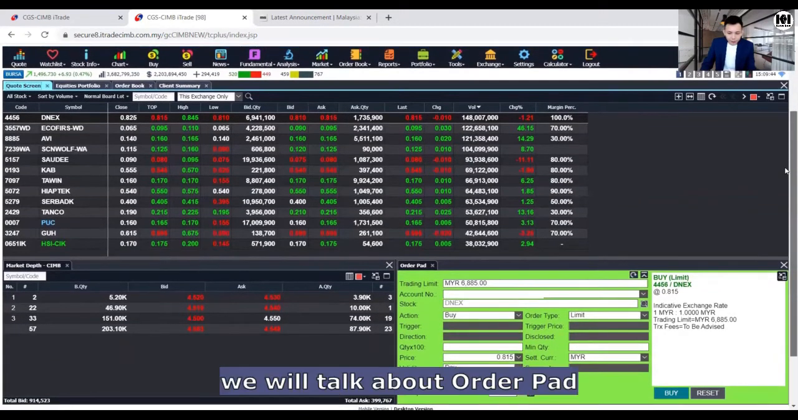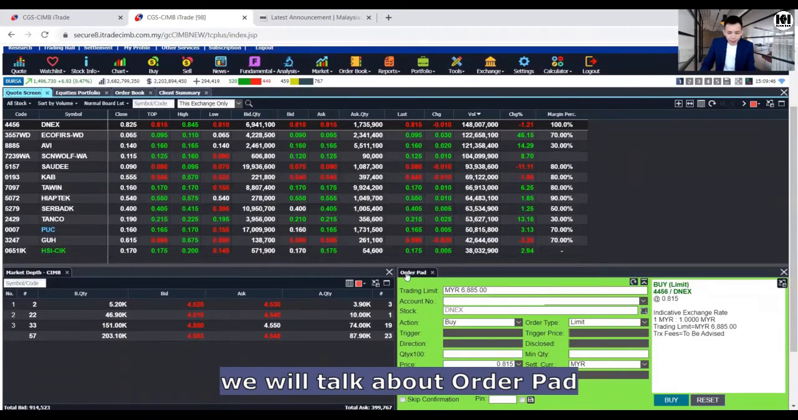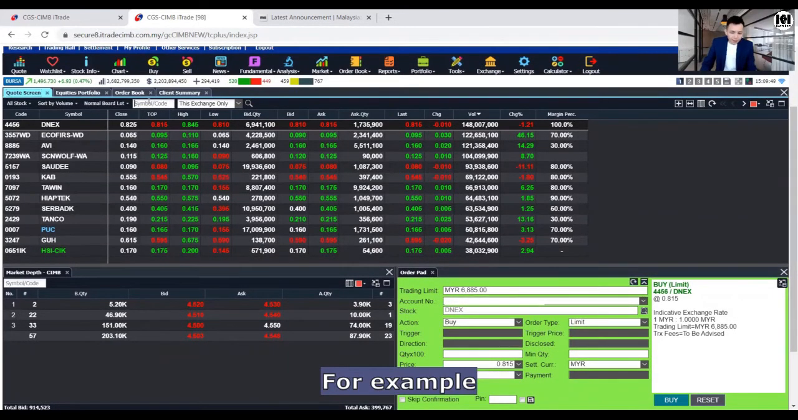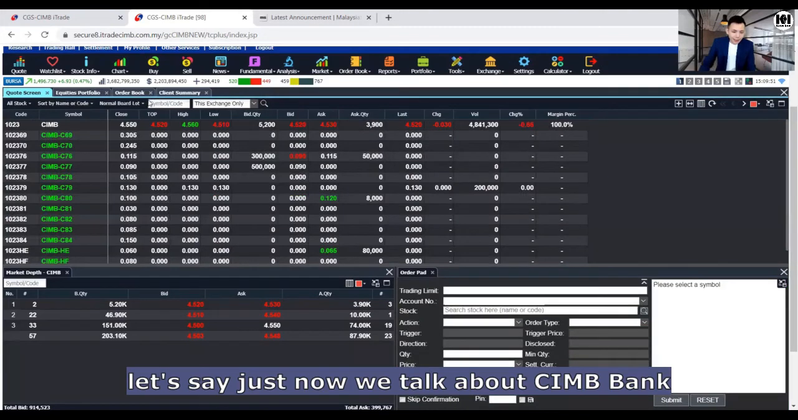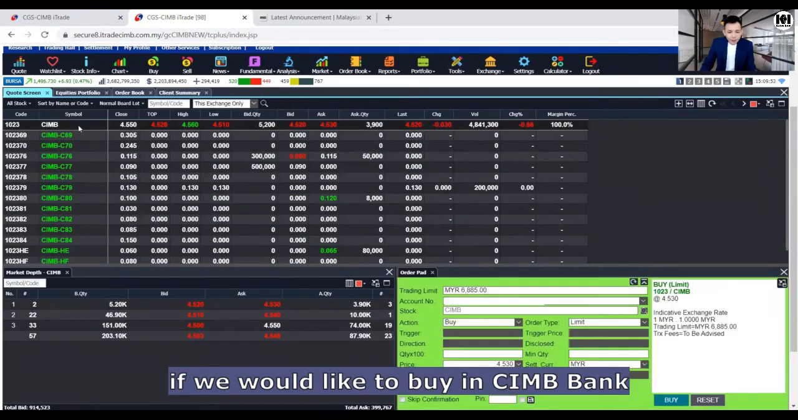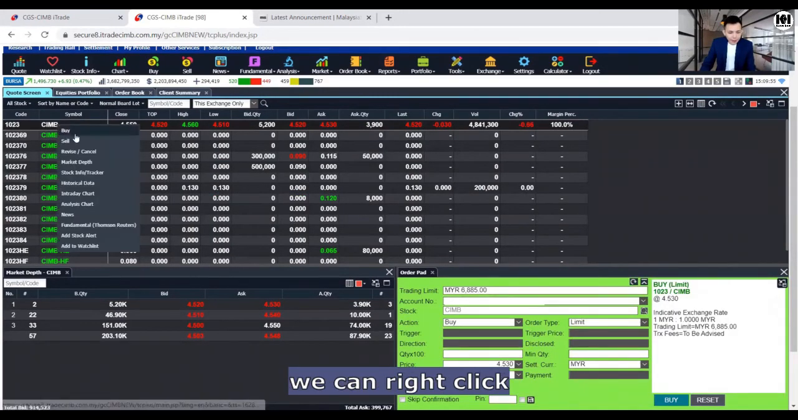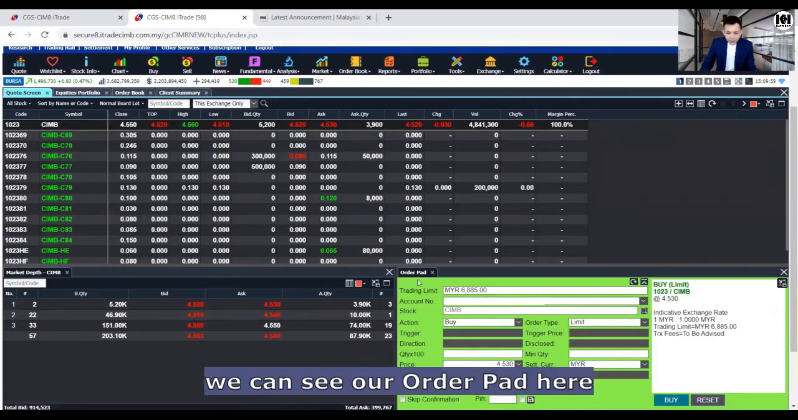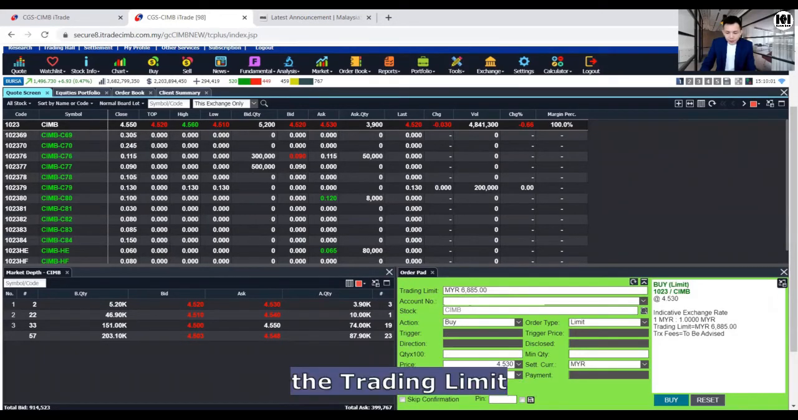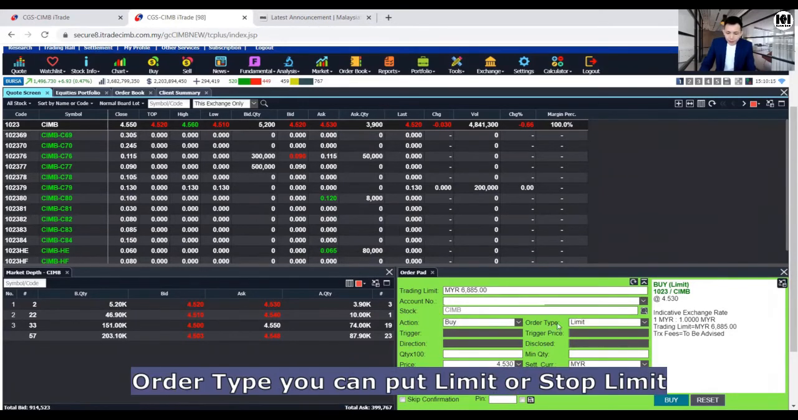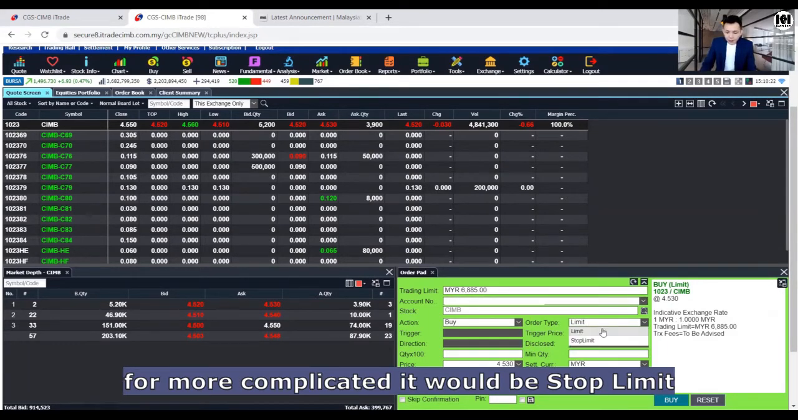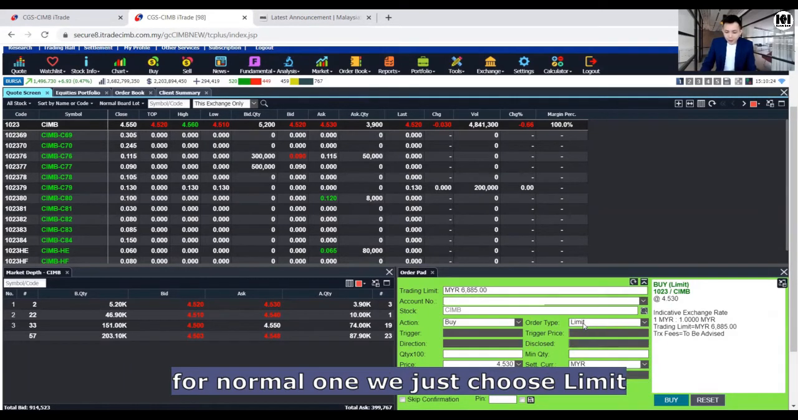Next one, we will talk about the order pad, this one. For example, let's say just now we talked about CIMB Bank. If we would like to buy into CIMB Bank, we can right click, click on buy. Then here we can see our order pad, the trading limit, the account number, the stock is CIMB Bank, the action is buy. For order type, you can put limit or stop limit. For more complicated, it will be stop limit. For the normal one, we just choose limit.